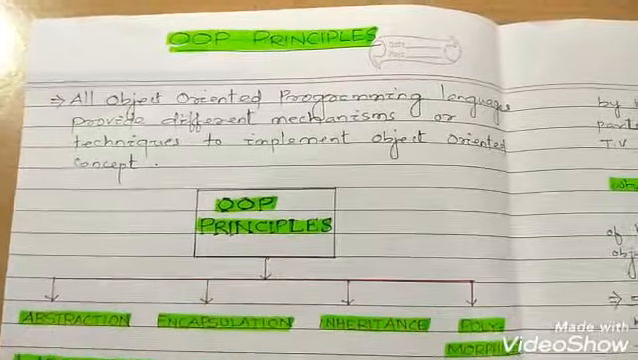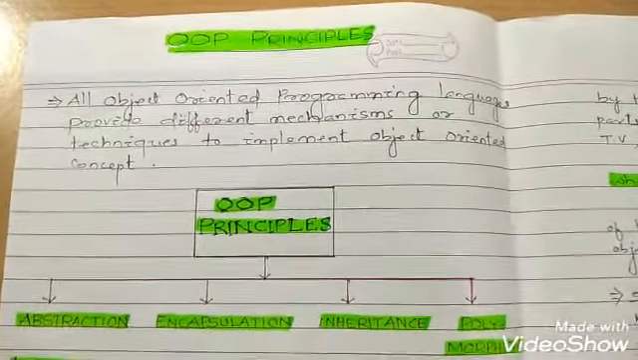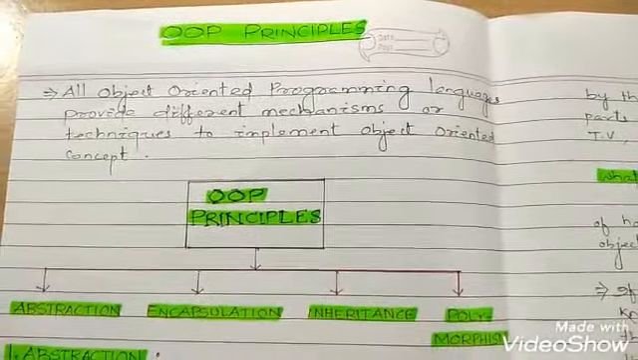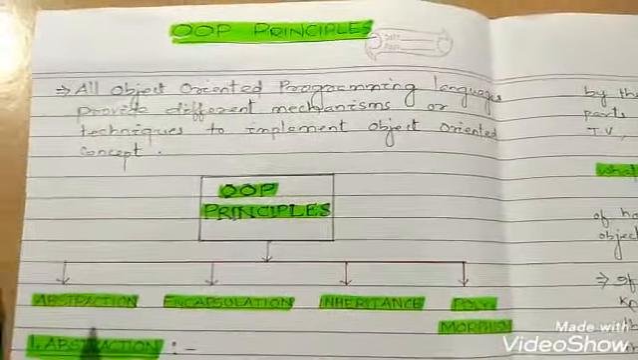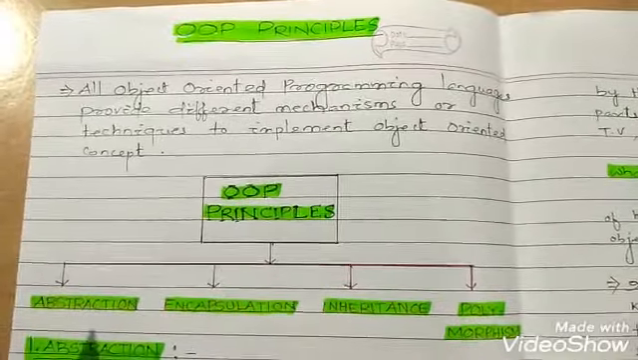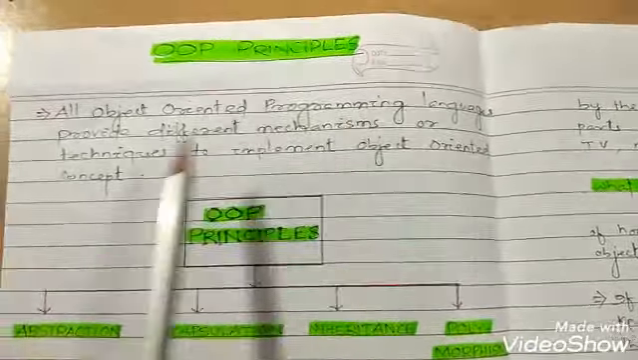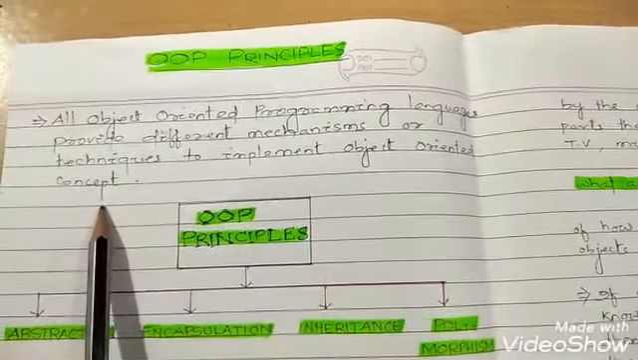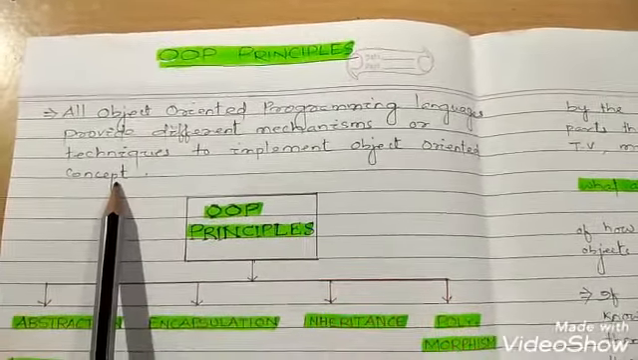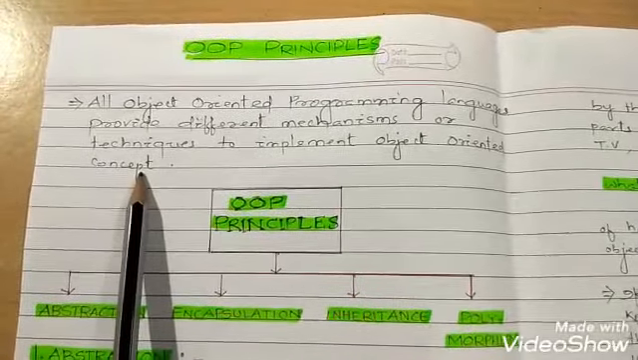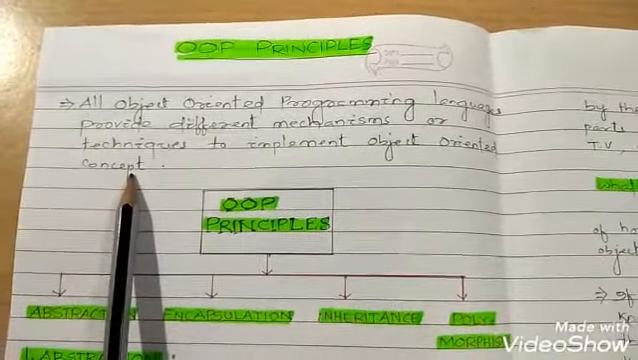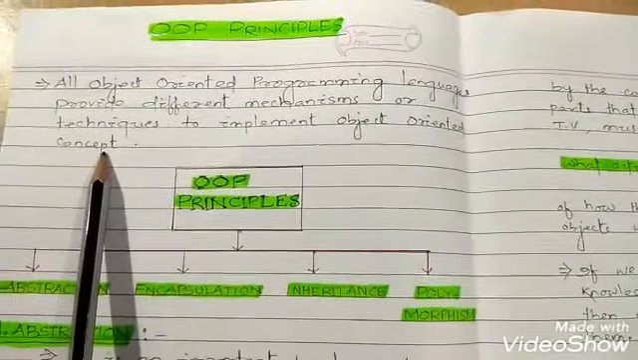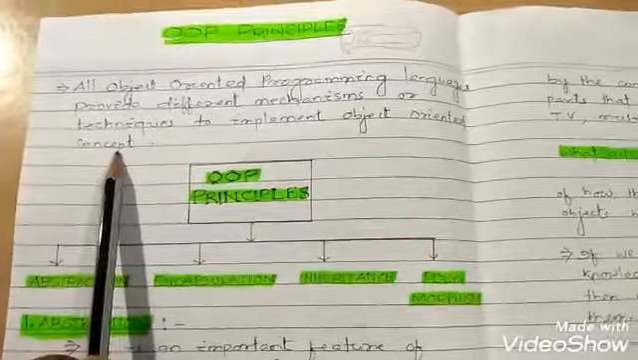going to learn about Java, but there are C++, and there are so many object-oriented languages present. Okay, so all the object-oriented programming languages provide different mechanisms or techniques to implement object-oriented concept. Remember, this object-oriented programming is the second paradigm. We have two ways of writing programs. One is the procedure-oriented, another is the object-oriented.